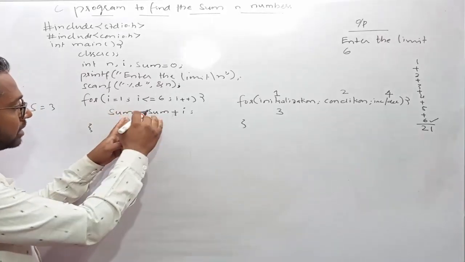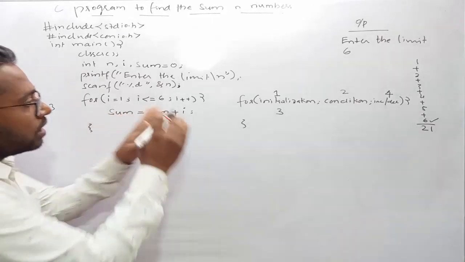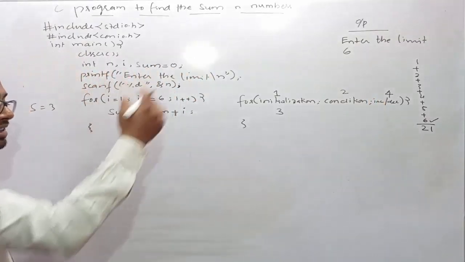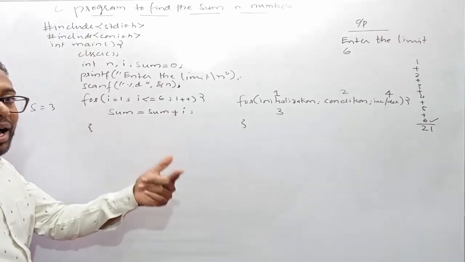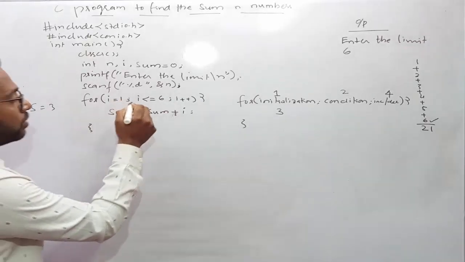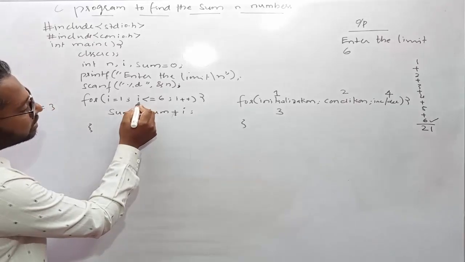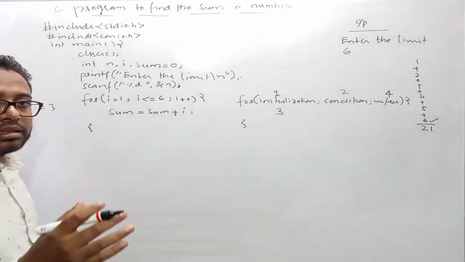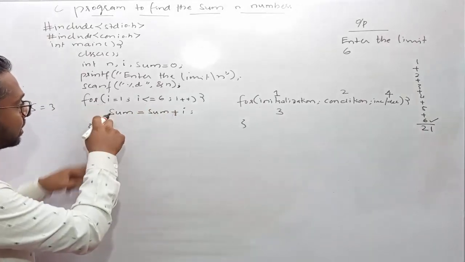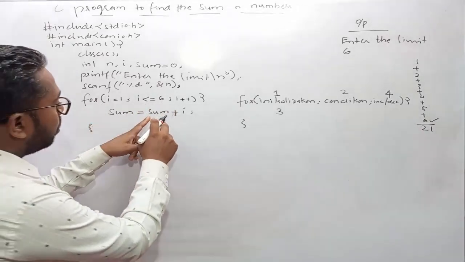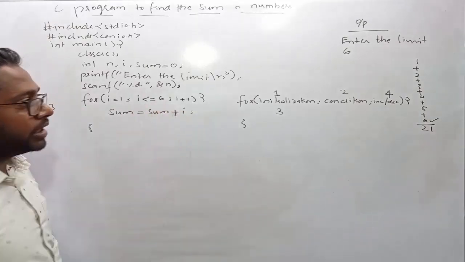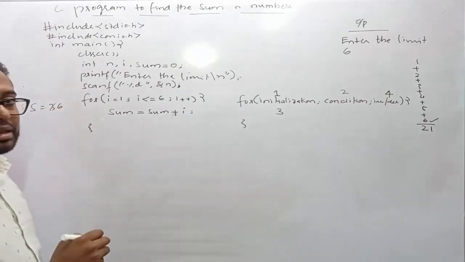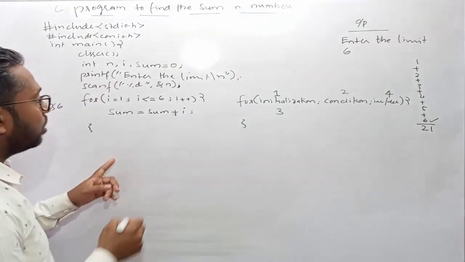Next, after executing this body of the for loop, control again comes to this increment part, where the value of I again gets incremented by 1 and now I becomes 3. So for the value of I equal to 3, again this condition gets evaluated. Whether 3 is less than or equal to 6, yes, the condition gets satisfied. Again the control will come inside this for loop to make the sum 3 plus 3. Now sum becomes 6, for the value of I equal to 3.